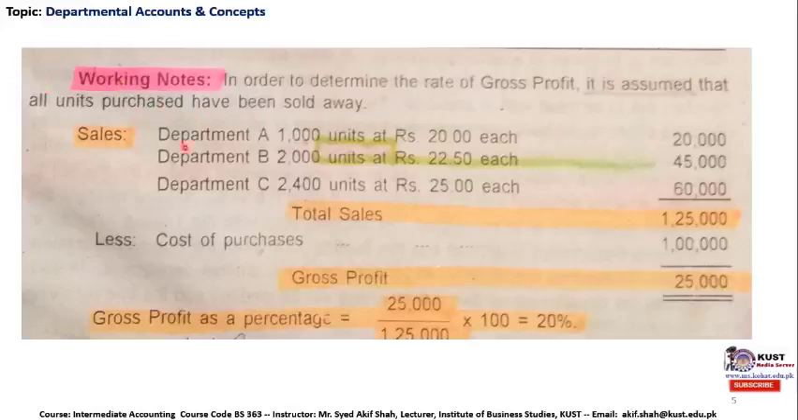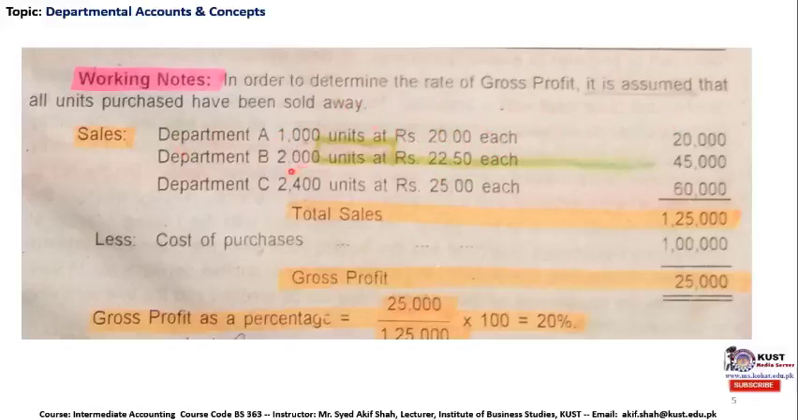So the sales of department A is 1000 units. Whatever they have purchased have been sold away. This is the assumption of this question or working notes. And we knew that the sales price of each unit in department A was 20 rupees. So multiply 1000 with 20 and resultantly we get 20,000.